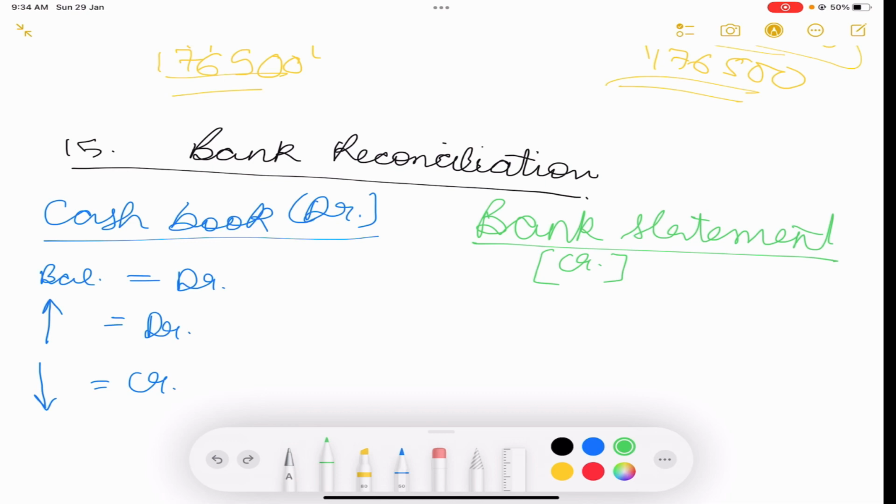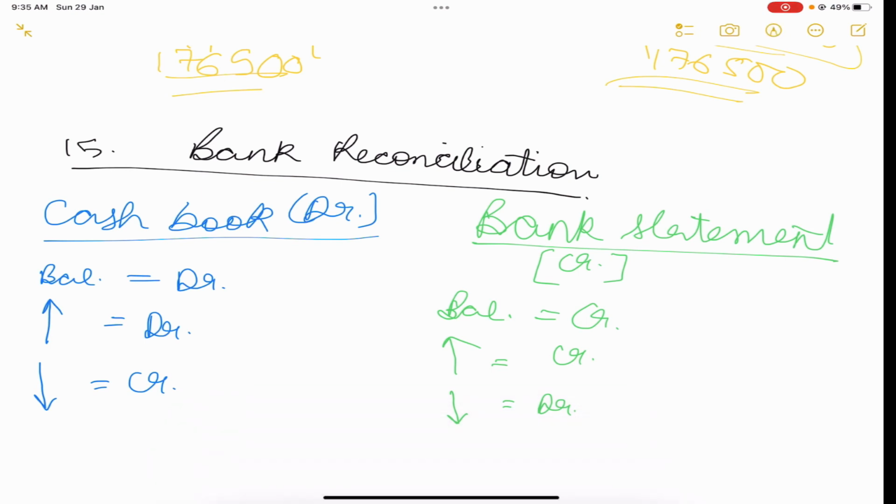So you just need to remember that the cash book balance is debit, no doubt we know that, and the passbook balance or the bank statement balance is always the opposite of the cash book, which is the credit balance. So my balance is credit. If there is an increase in my bank statement, I will credit it. If there is a decrease, then I will debit it. This much keep in your mind. Do not worry, do not get confused. We will be solving questions.